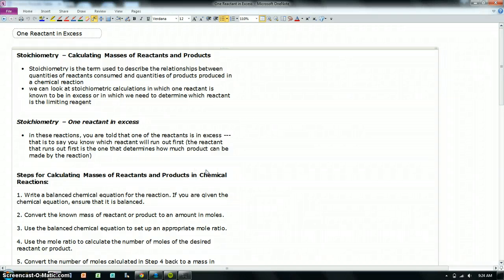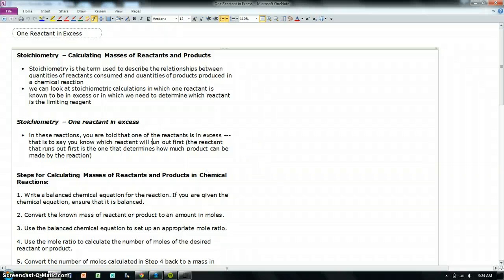So we're going to begin basically the topic that's going to propel us through the rest of the year. The rest of the course kind of builds on what we're going to do today. Specifically today we're going to talk about stoichiometry when one reactant is in excess.